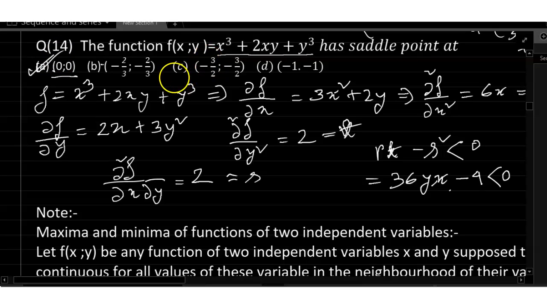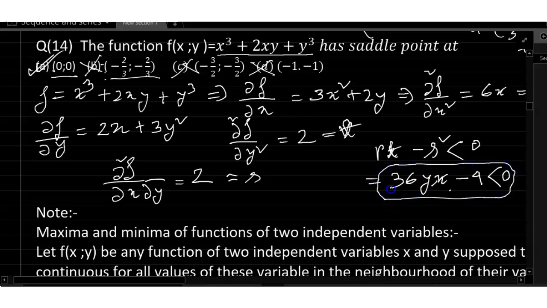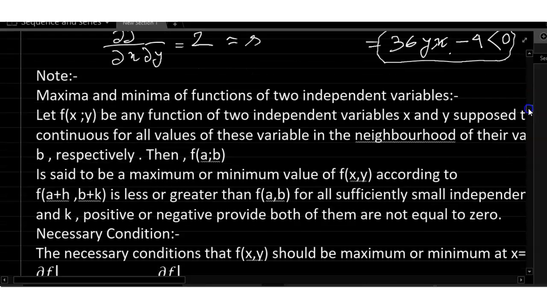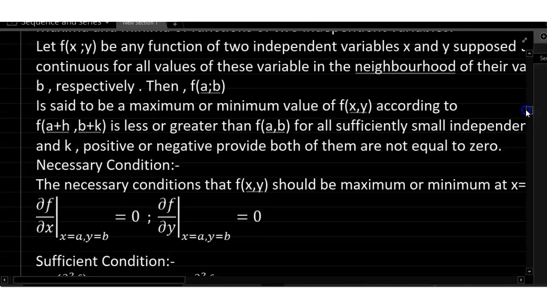After that, if we put option B, then you see that 36 is greater than 0, and the other options are also not possible, because if you check, the other options do not satisfy this condition, only the first option satisfies. So the saddle point condition is 36xy minus 4 less than 0. Note.